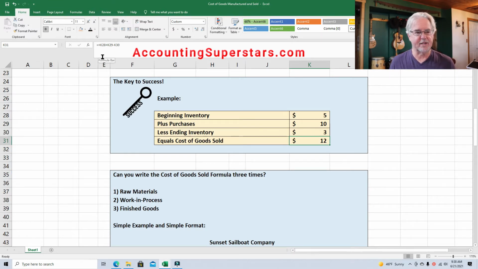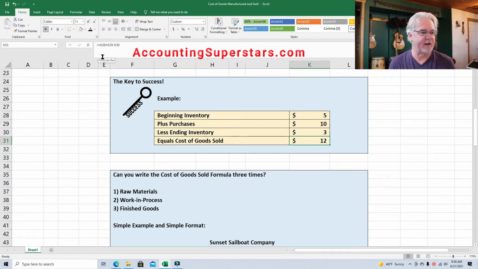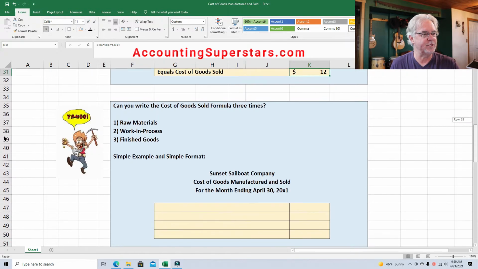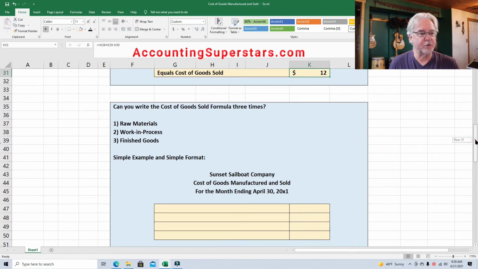I like to think of it like apples. You start the day with 5 apples, you buy 10 more apples, that gives you 15 apples, and at the end of the day, you only have 3 apples left. So how many apples were eaten? Well, 12 apples were eaten. So if you can do this 3 times, you can do it, because we're going to do it once for raw materials, a second time for work in process, and a third time for finished goods. And I've got a real cool way of doing it.